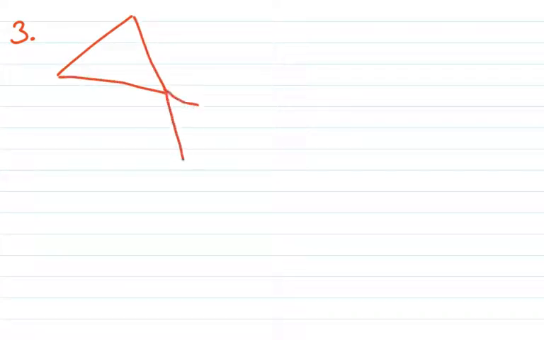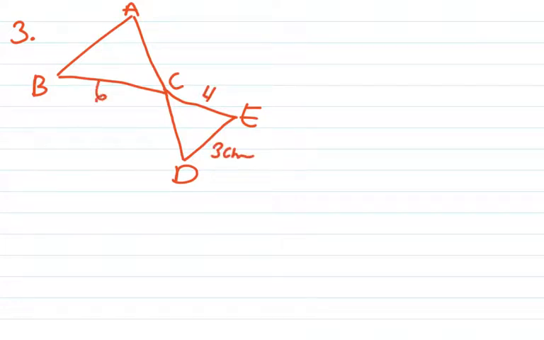All right, number 3. Determine the unknown measure x. So these two triangles share angle C. A, B, E, and D. This is 4 centimeters, 3 centimeters, 6 centimeters, 5 centimeters, and AB is X. So I need to find X. This is part A of number 3. And these two lines are parallel, AB and ED.